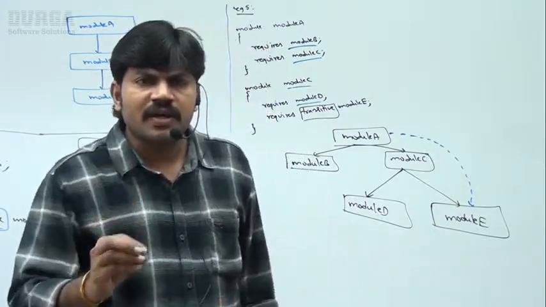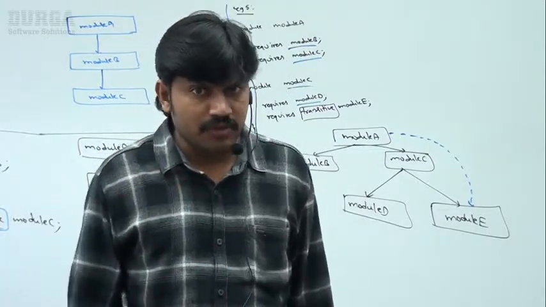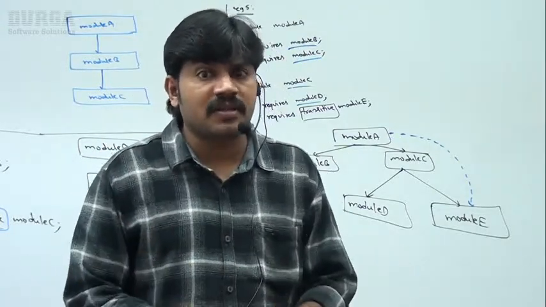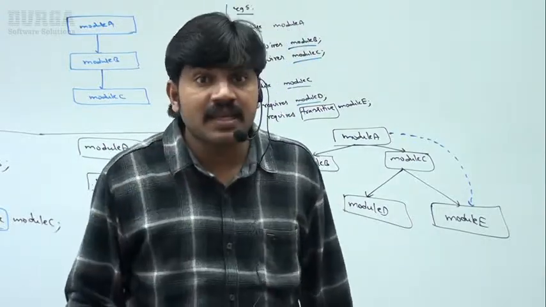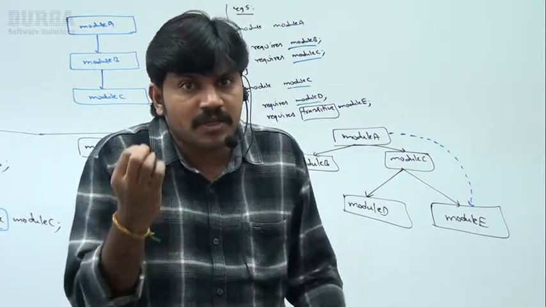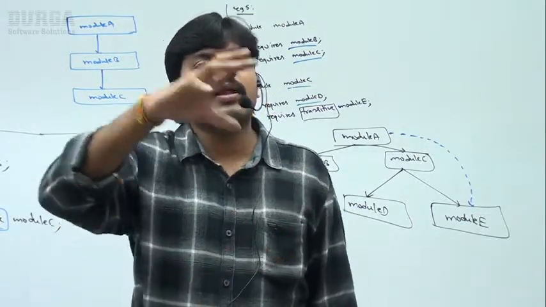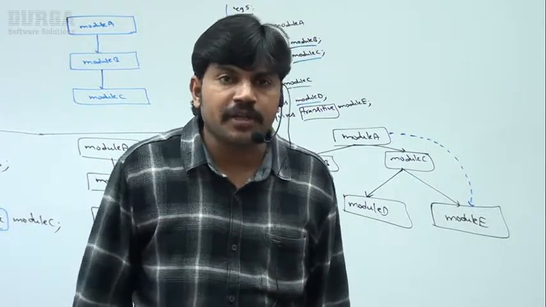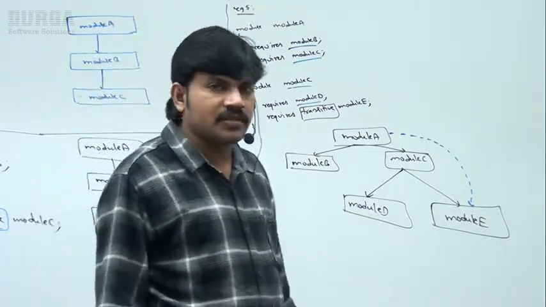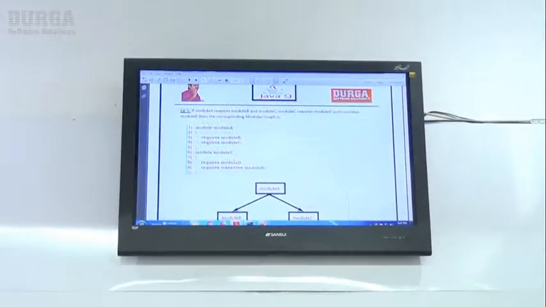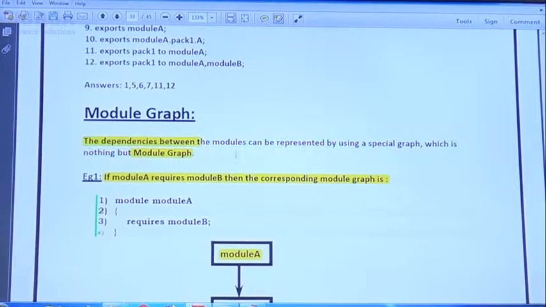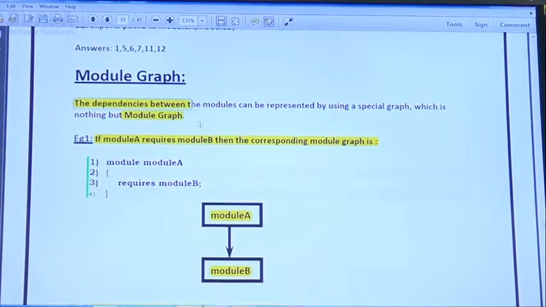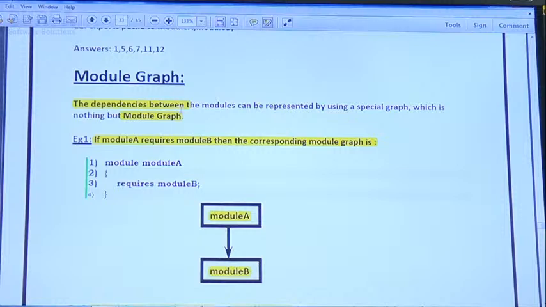In Java, there are several predefined modules: java.base, java.sql, java.se, java.logging, like there are multiple predefined modules. The total API dependencies we can represent by using the module graph, sir. Just have a look once, observe our theory first. Sir, what is the module graph? The dependencies between the modules can be represented by using a special graph which is nothing but the module graph.